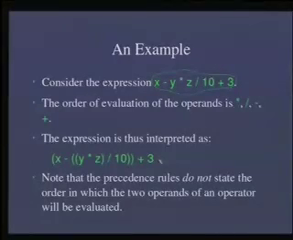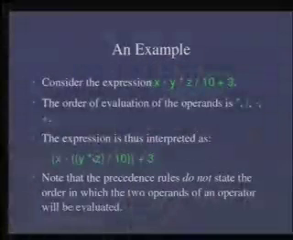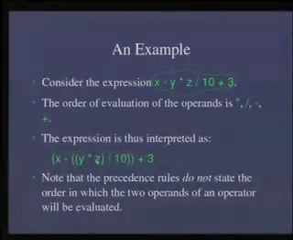Note that the precedence and associativity rules tell us in what order the different operators within the expression are going to be evaluated, but they do not say in what order the two operands of a particular operator are going to be evaluated. For example, the precedence rules don't tell us whether the expression y is going to be evaluated before the expression z. Now, of course, for the kinds of expressions that we have seen so far, this does not really make any difference, but when we look at operators with side effects, we'll see that this sometimes may make a difference, and therefore it is important to be clear about this point.